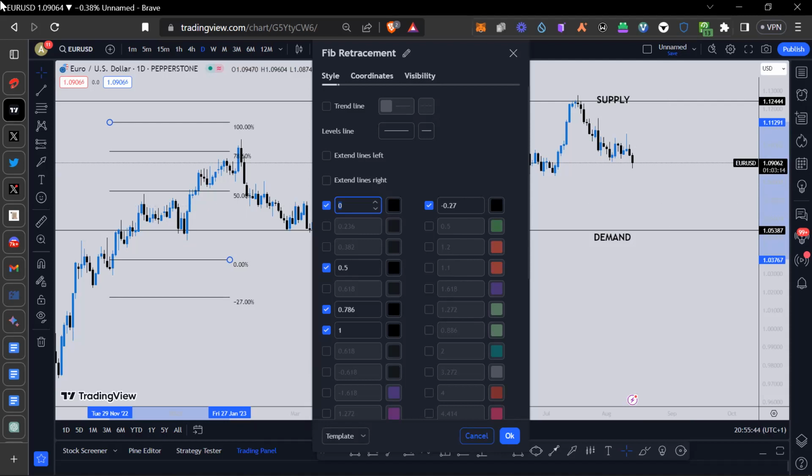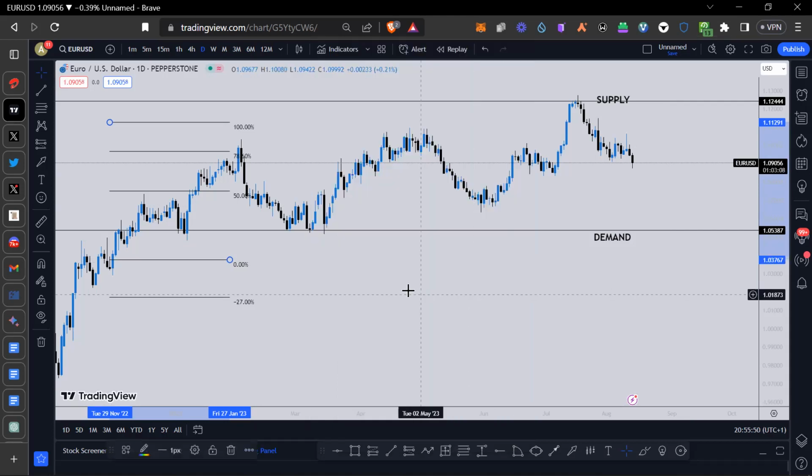No, I have TradingView. Definitely, I will start practicing with TradingView now. Yeah, you have to use TradingView.